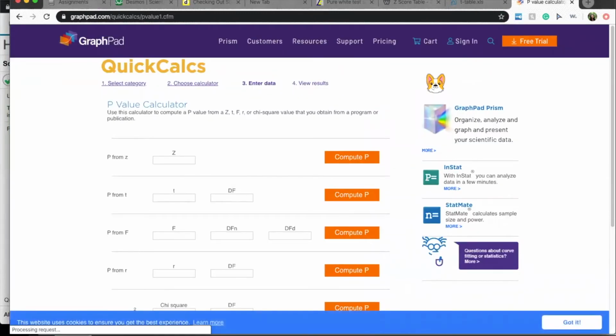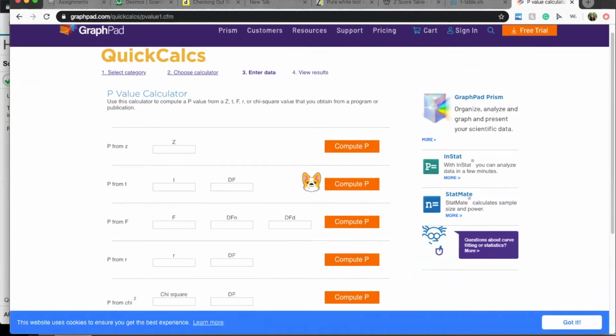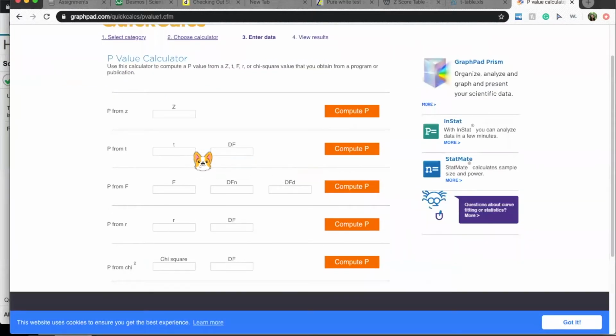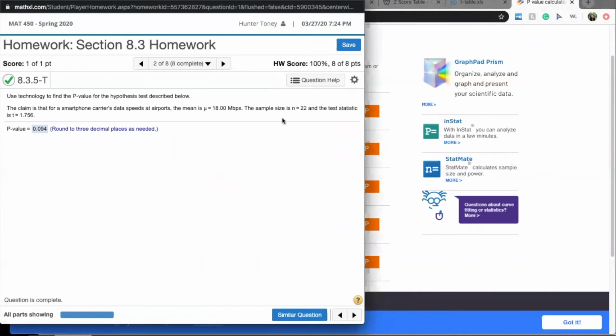And it's actually a p-value calculator based on any of the information you have. So we can do z, we can do t, we haven't talked about f yet, or r, we can do those too, or we can do chi-square, which all of these, with the exceptions of f and r, should be fairly familiar to you. So we were given in our problem a sample size of 22 and a t-score of 1.756. So our degrees of freedom would be 21, because it's always just n minus 1.